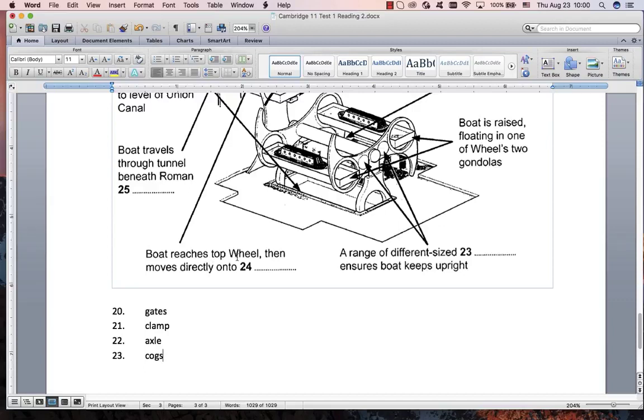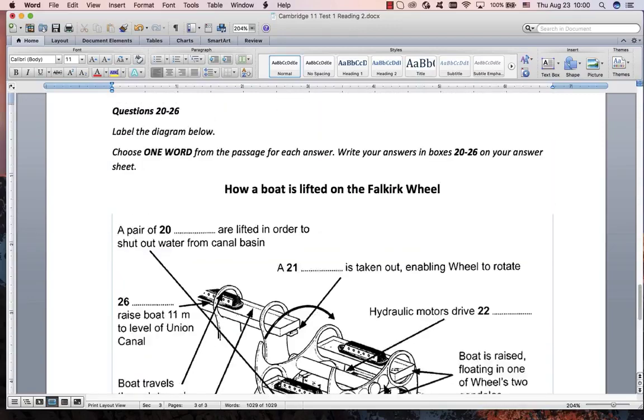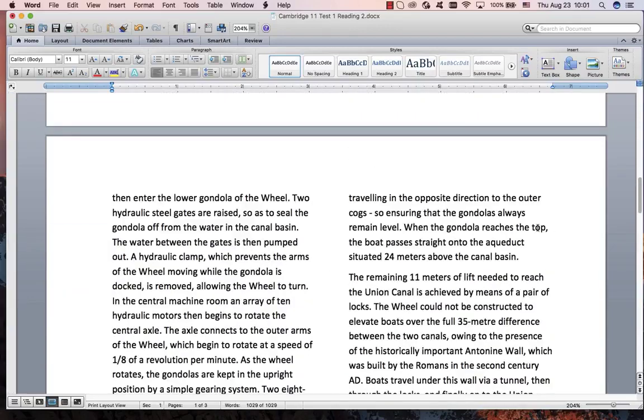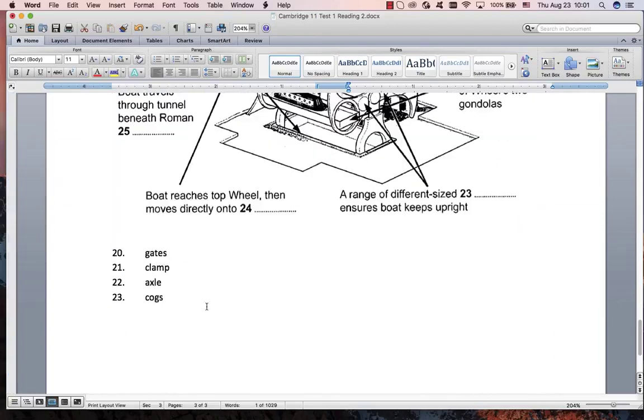Right, the boat reaches the top wheel, then moves directly onto... It can be anything. It'll be a noun, but we don't know if it's plural, whatever. So the grammar doesn't really help us here, but let's see what we can see. When it reaches the top, the boat passes straight onto, and there it is over there. Unfortunately, we're only allowed one word, so we must just choose aqueduct. Onto aqueduct. It's short language that they use in diagrams. Probably the biggest thing that helped you there was the preposition onto.